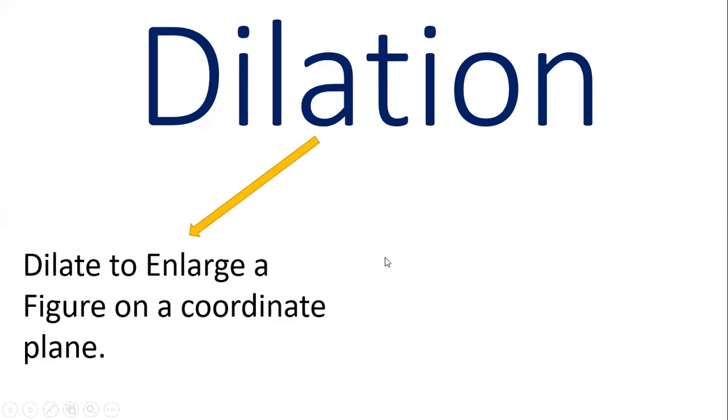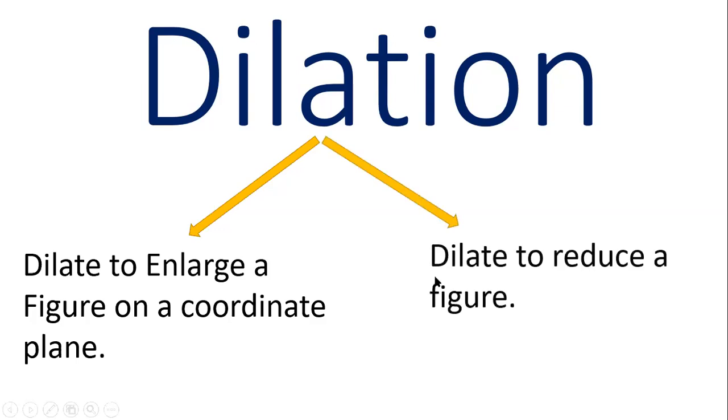Okay, so we have here two types of dilation. The first one, we dilate to enlarge a figure on a coordinate plane. It means that I have a pre-image. I'm going to dilate this pre-image, so I will have an image. So in this type, the image that I will have is going to be larger or smaller. For the first example, dilate to enlarge, the image is going to be what? Larger, very good.